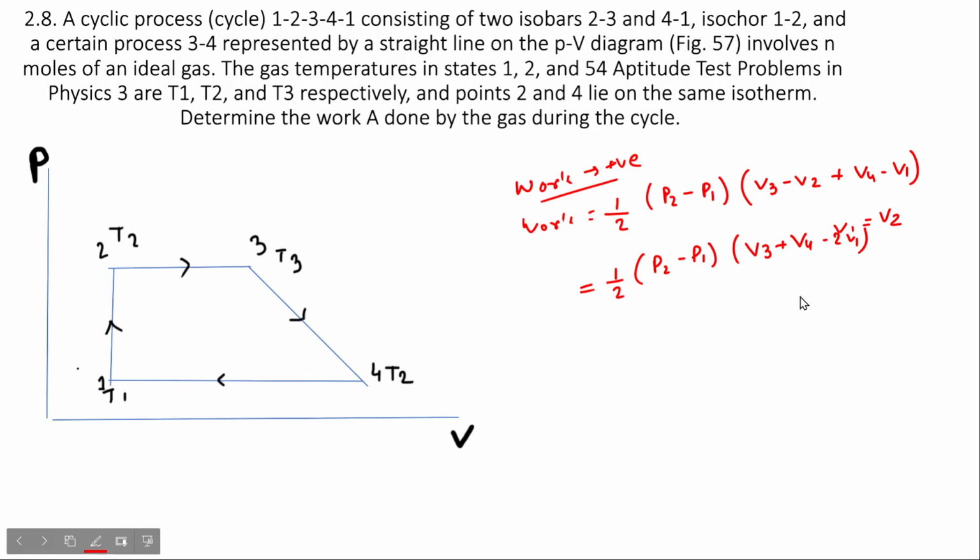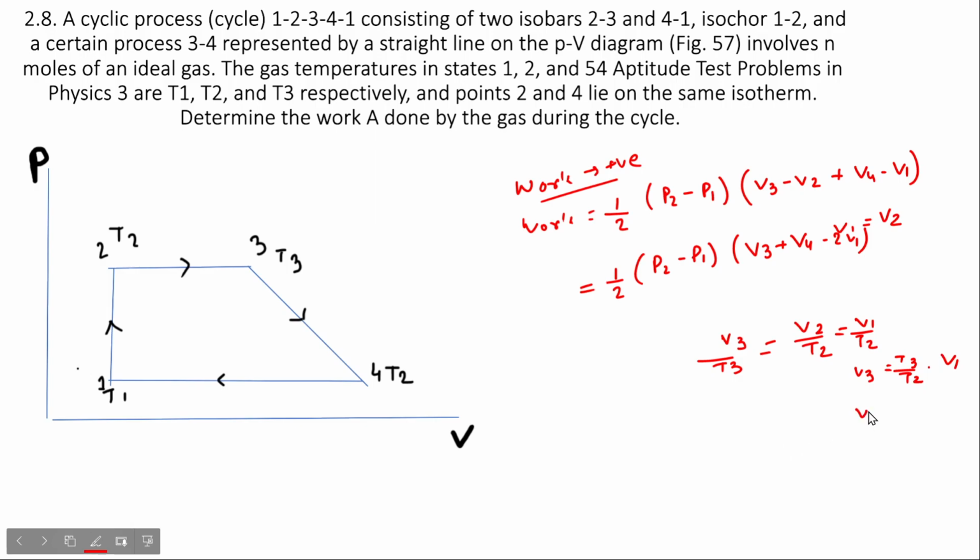Okay, so now in V3, this is an isobaric process. The pressure is constant. So V3 by T3 is equal to V2 by T2, and V2 is again V1. So V1 by T2. So V3 is equal to T3 by T2 into V1.